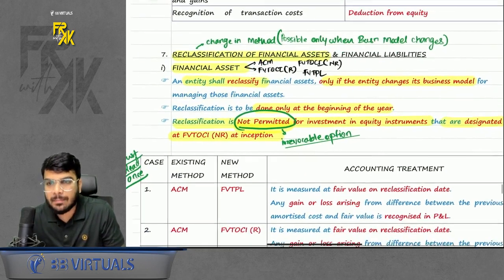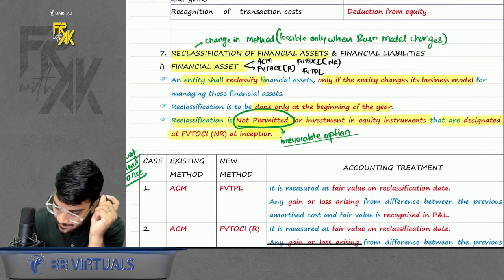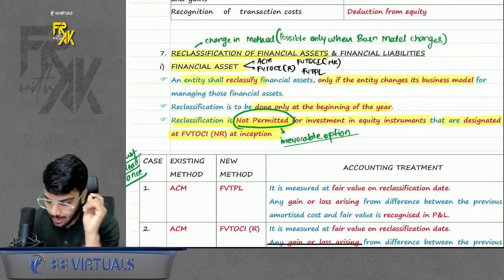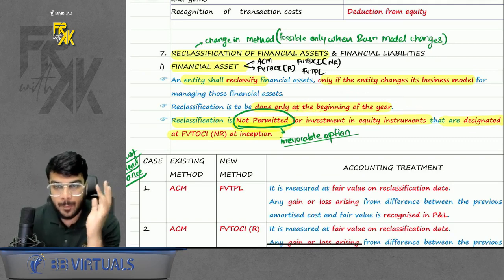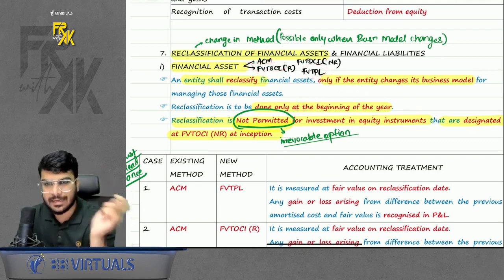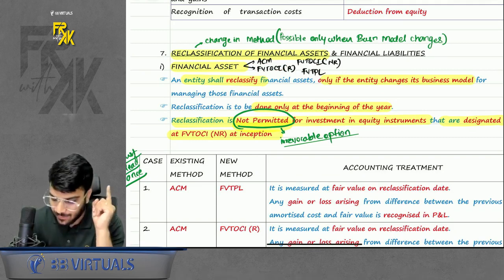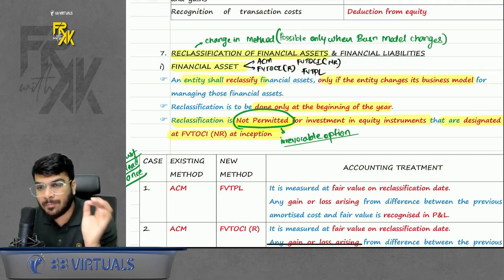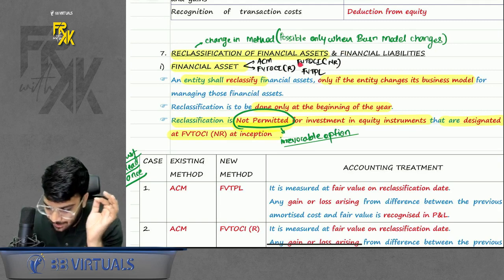Do remember, reclassification happens only when there is a change in the business model, and if this change is to be done, it is to be done at the beginning of the year. Out of these 4 cases you can reclassify between any of them, but in one method reclassification is not permitted, and that is FVT OCI NR.